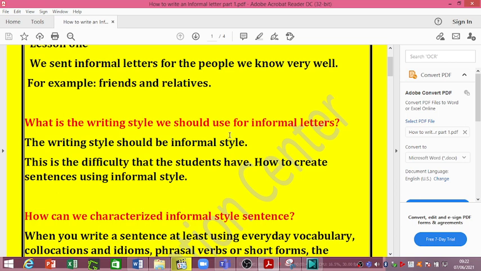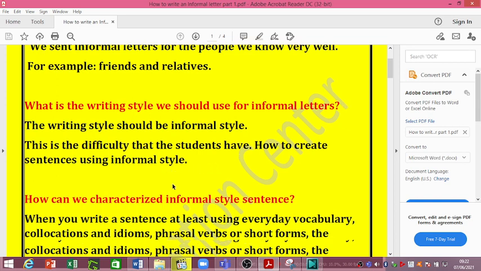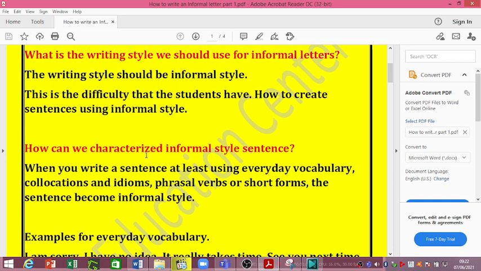What's the writing style we should use for informal letters? Yes, when you write informal letters, we should use informal style. The writing style should be informal style. This is the difficulty that the students have: how to create sentences using informal style. Then how can we characterize an informal style sentence?